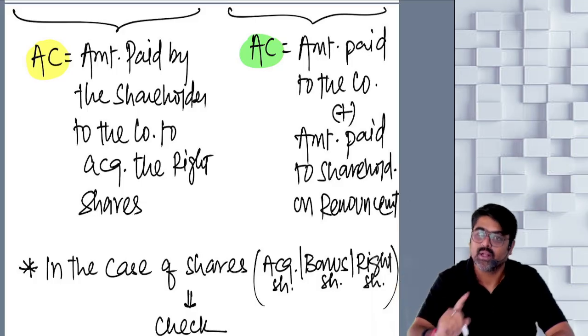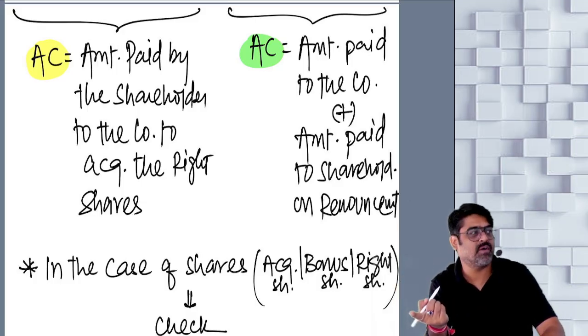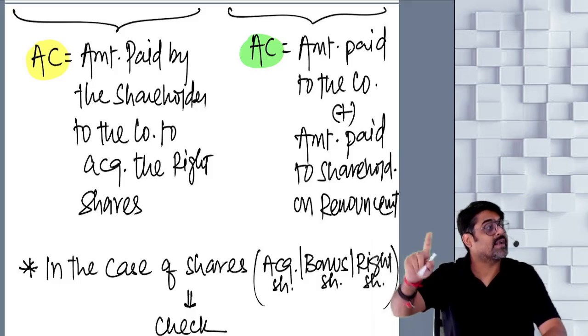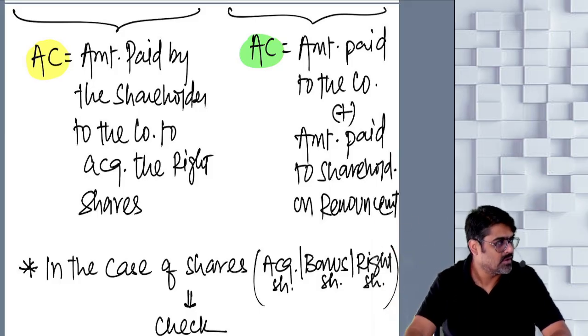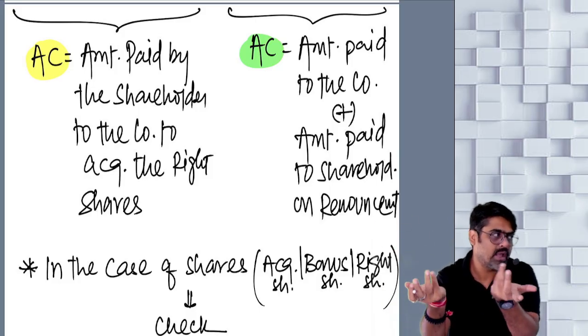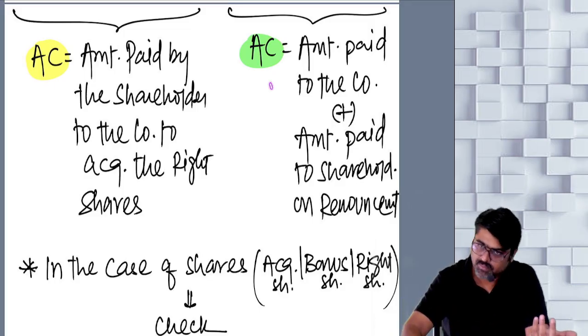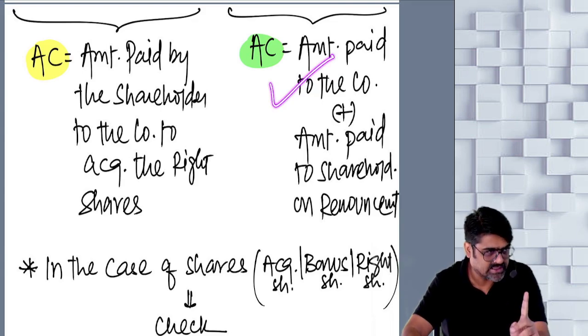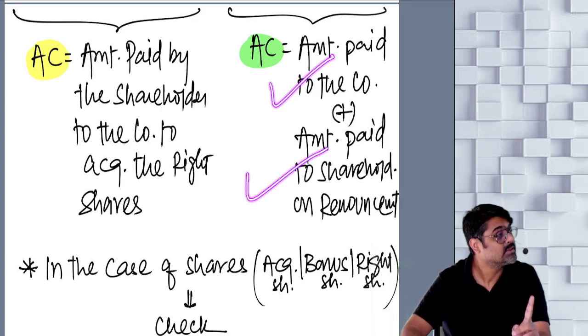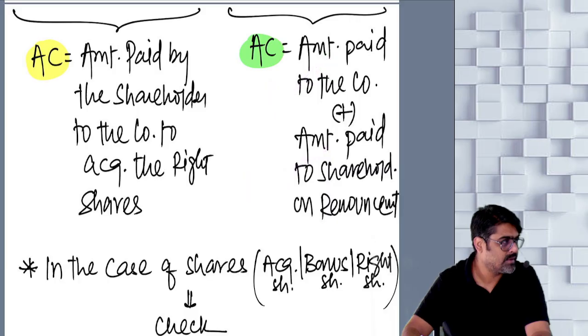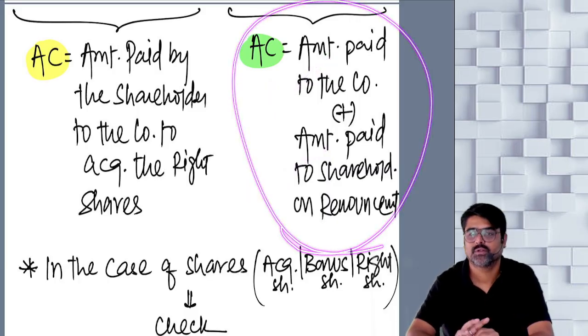Yes or no? If the right is renounced in his favor and now he exercises the right and buys the right shares, what will be the cost of acquisition? Actual cost. And what is actual cost? The amount paid to the company for each right share plus the amount paid to the shareholder on renouncement of the right. So this will be the actual cost.